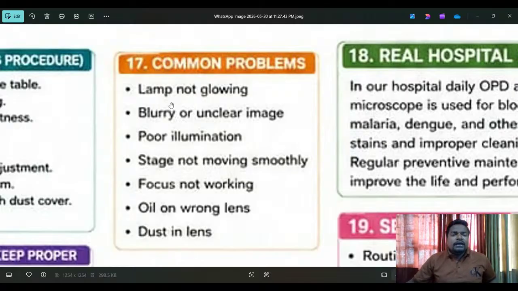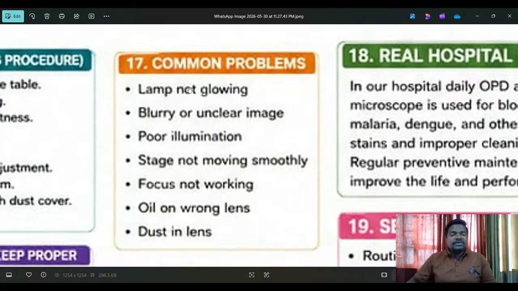Simple: lamp not glowing. Lamp not glowing means the lamp's filament has been damaged. How does it get damaged? Sometimes some hospitals use non-compatible, poor quality parts, and then it gets damaged. That is one reason. The second reason is fluctuations: they are not keeping it on a proper UPS connection, and power fluctuations also cause it. And sometimes microscopes are moved from one place to another not in a proper manner. That is the reason for the lamp not glowing.